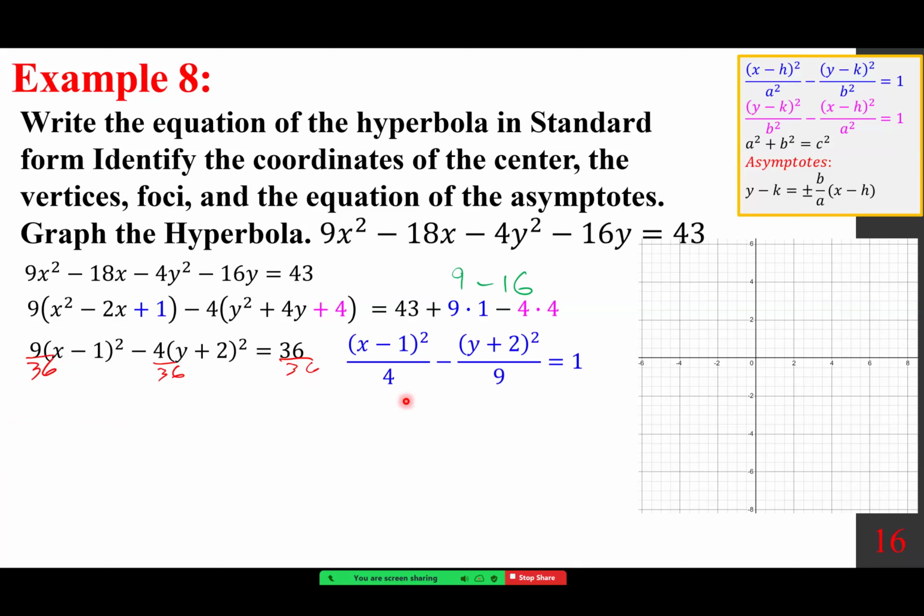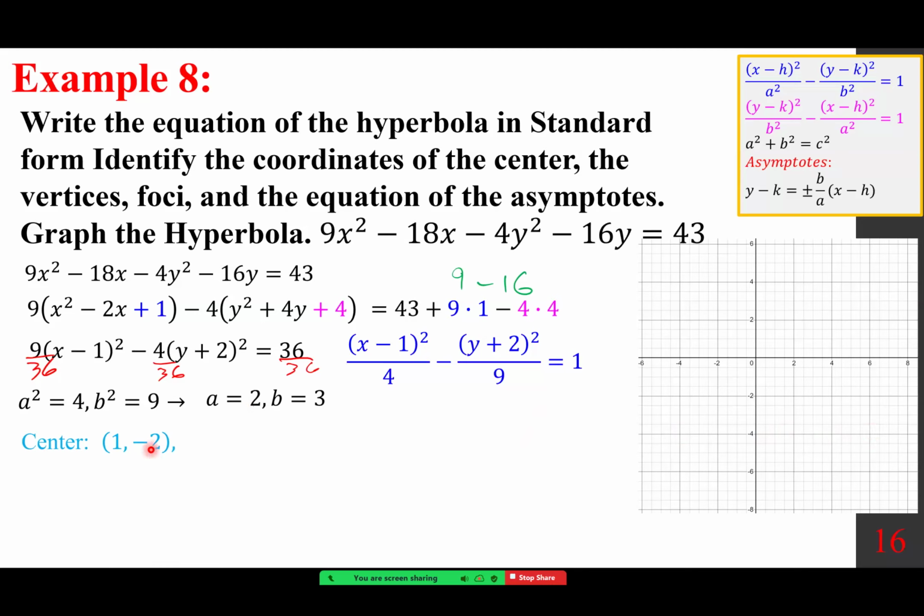And now, obviously, this opens sideways because it looks like that. a squared is 4, b squared is 9, centered at 1, negative 2. a squared is 4, that means a is 2, b squared equals 9, that means b is 3. It's centered at positive 1, negative 2. And as we said, it's going to open sideways. The transverse axis is parallel to the x-axis.